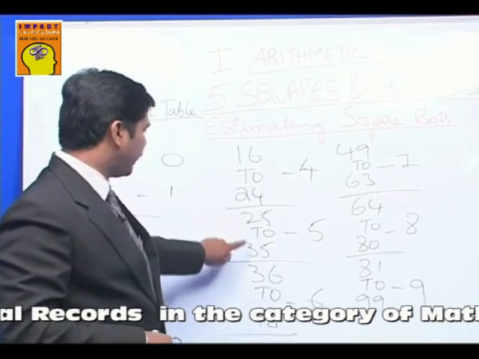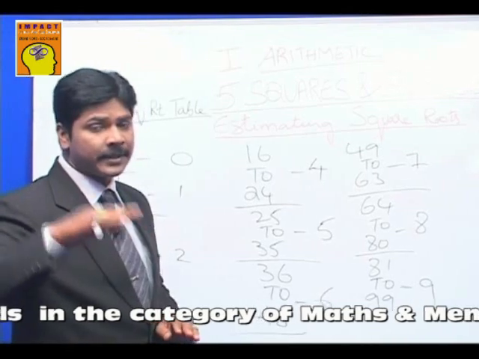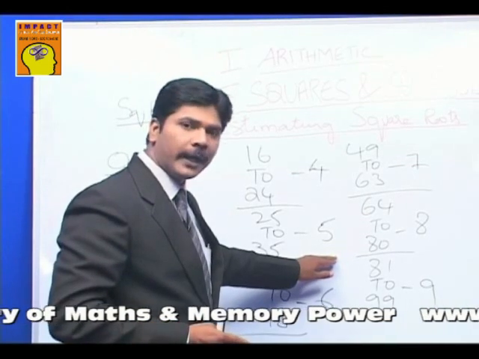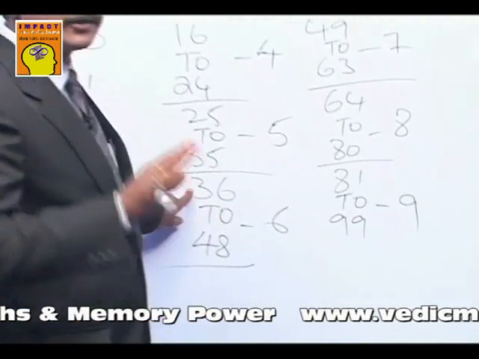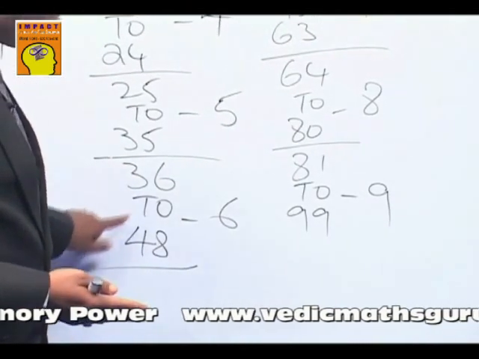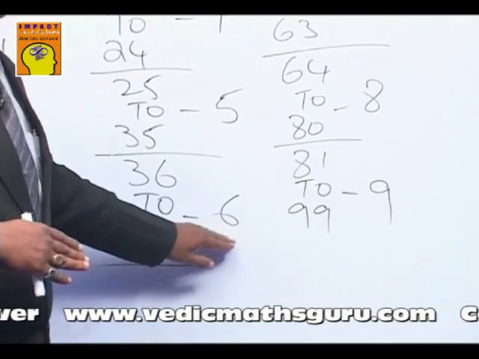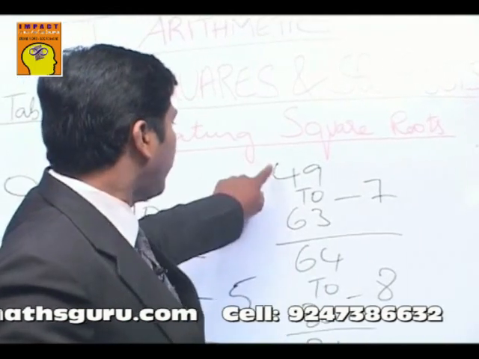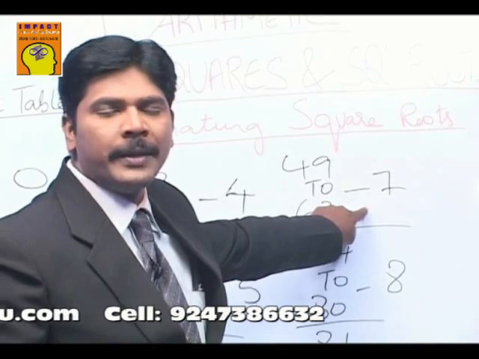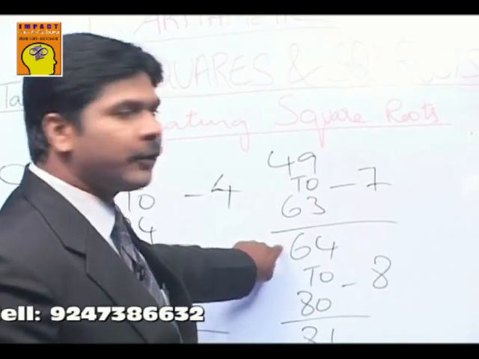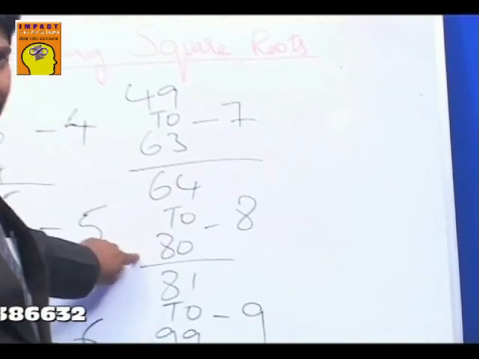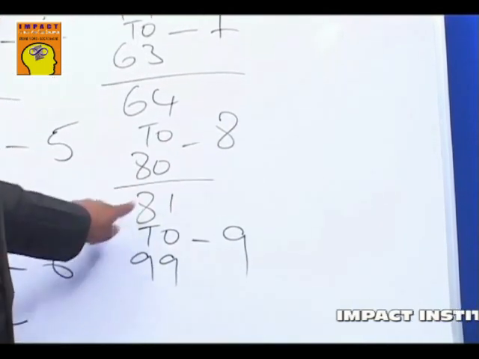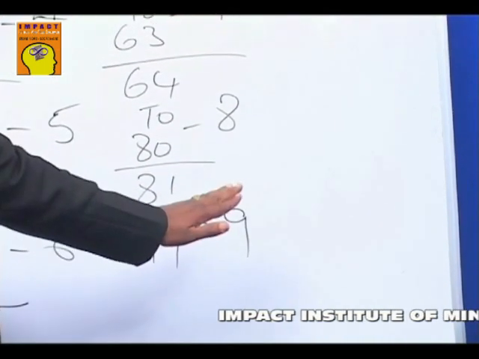Now from 25 to 35, see 5 5s are 25, 6 times 6 is 36. So for 25 to 35, the square root will be 5. Now 6 times 6 is 36, 7 times 7 is 49. So for 36 to 48, the square root will be 6. Now 7 times 7 is 49, 8 times 8 is 64. So for 49 to 63, the square root will be 7. Similarly, 8 8s are 64, 9 9s are 81. For 64 to 80, the square root will be 8, and 9 9s are 81, 10 10s are 100. So for 81 to 99, the square root will be 9.